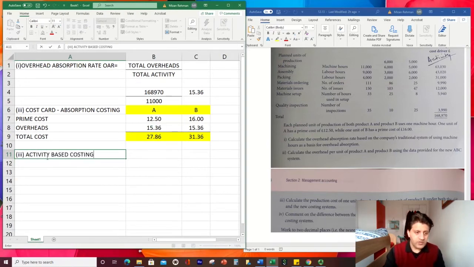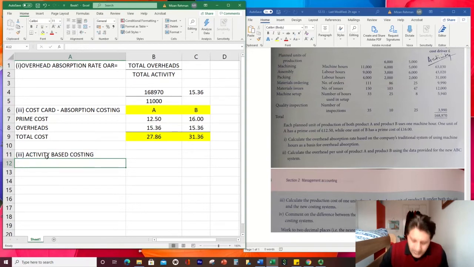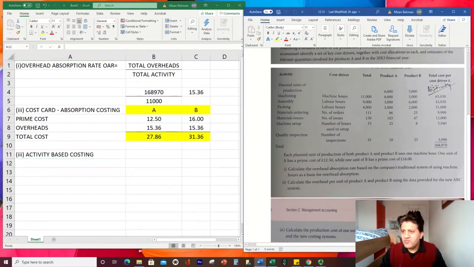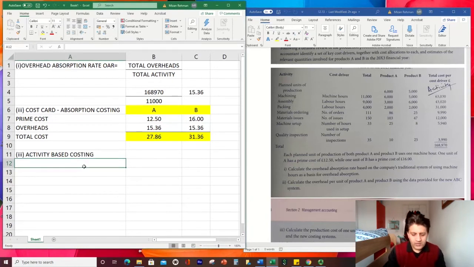Activity-based costing. The main task in activity-based costing is to calculate the rate per driver, which has been mistakenly written here as total cost per cost driver. We need to have the total cost per driver, which can be calculated from the total cost in each activity pool, which is given in the last column of the table, and the total number of drivers. So this would give us the cost per driver. So first of all, let's do that.